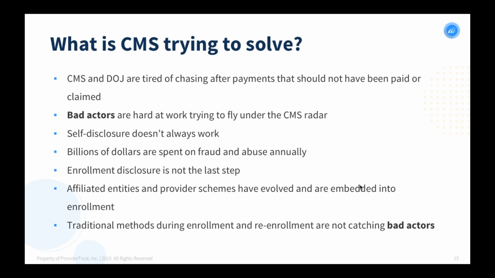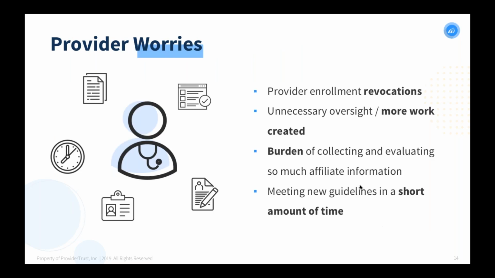So what are we worried about as providers as we're looking at this new regulation? Providers now have a concern about enrollment revocations, right? CMS now has greater authority to revoke a provider's Medicare enrollment. So certainly something that we're always going to be worried about, right? That CMS would revoke our ability to bill Medicaid or participate in Medicare. Unnecessary oversight, more work created, the burden of collecting and evaluating so much affiliate information. We're going to talk about what all those requirements are and think about it from a provider perspective. How am I possibly going to collect all this information?